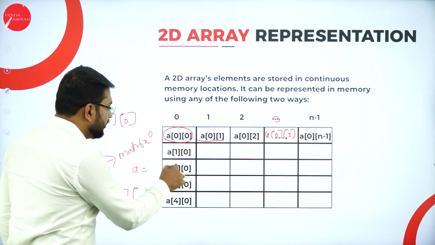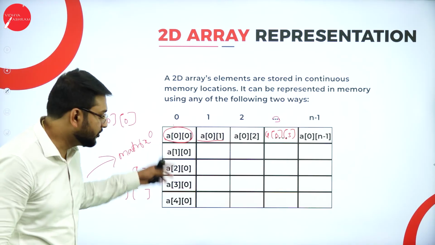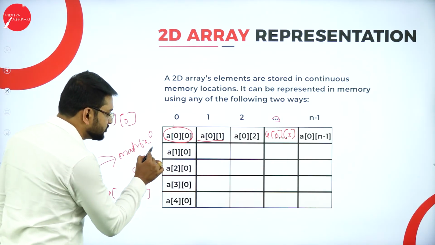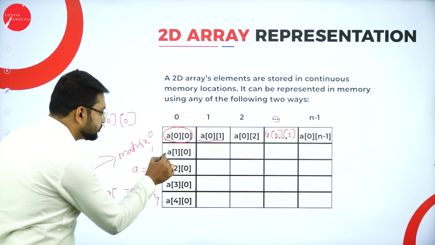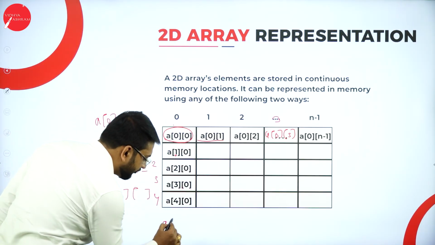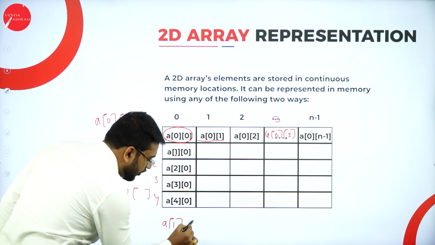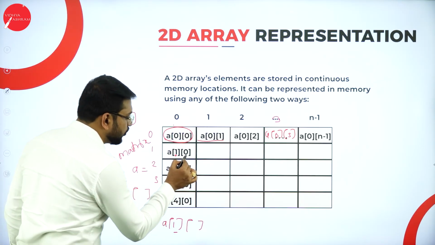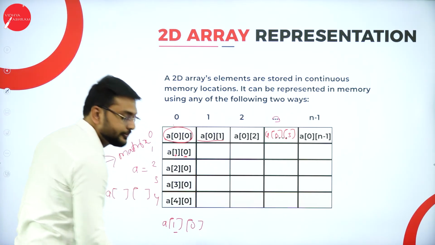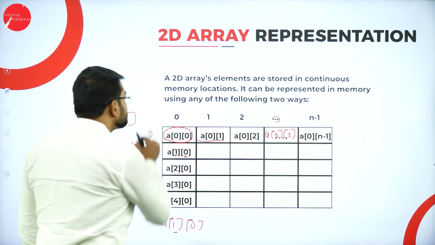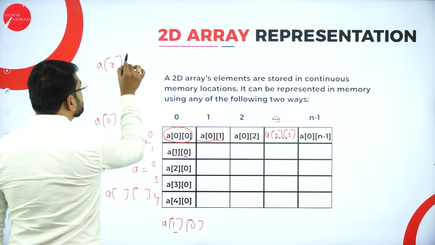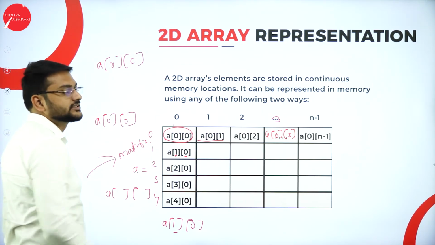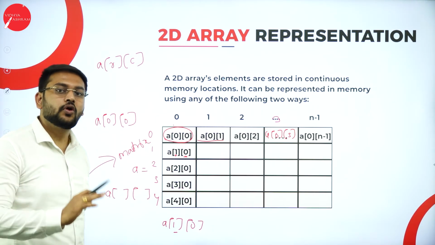Now, can you tell me this? What is the row here? This is 1, 2, 3, 4. So this is 1. A of 1 in the sense, this is the row, and this is the column. What is the column? 0th column. Understood here? So the first one, always I will mention the row. The second one is the column. Address of row and column.